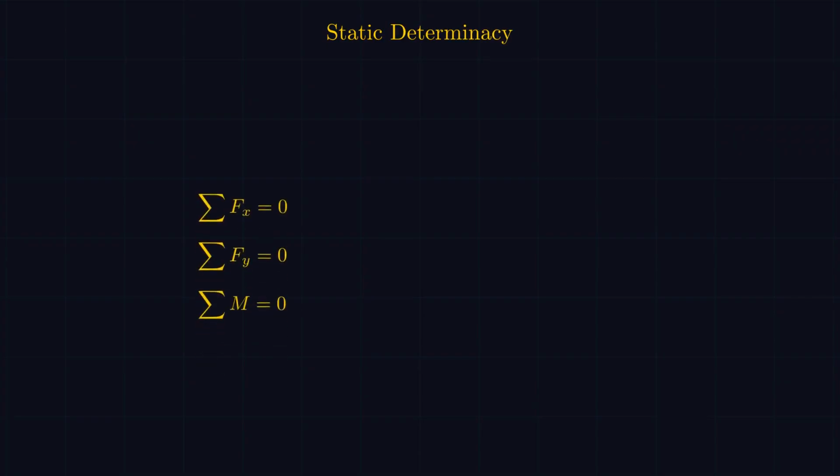And that brings us to the idea of static determinacy. In 2 dimensions, we have exactly 3 equilibrium equations. Sum of forces in x equals 0, sum of forces in y equals 0, sum of moments equals 0. That means we can solve for at most 3 unknowns using equilibrium alone.